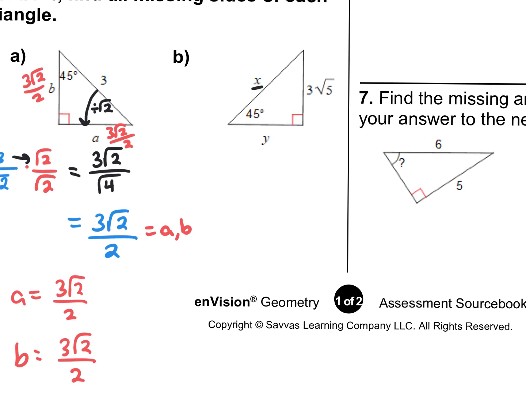So, on B, does it matter if I find X or Y first? Right, I would want to find Y first because it's the easiest, right? What do I know about this side and this side? They're the same. So I know that Y is 3 square root of 5.